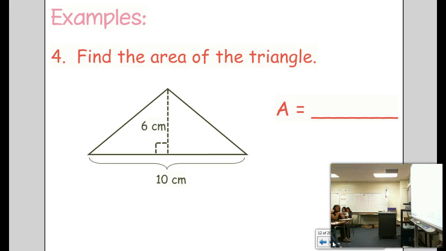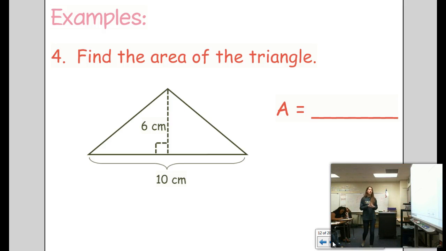All right, let's go. Find the area of a triangle. The only way you can mess this up is if you forget to divide by 2. That's the only mistake people make with triangles. They forget. Huh? Yes, very good.